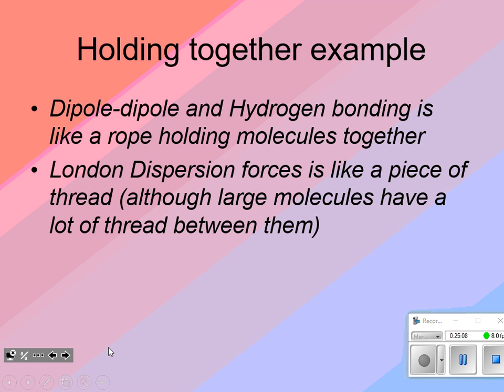I do mention, however, that if we had like 1,000 threads, like a large molecule can have a lot of dispersion forces, enough threads almost makes a rope. So I bring this up as another way to visualize state of matter as two parts: how fast things are moving, but how well they're held together.